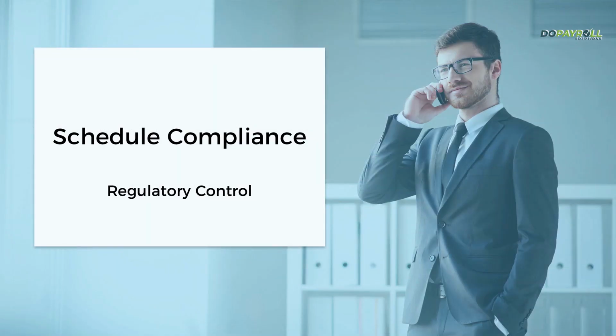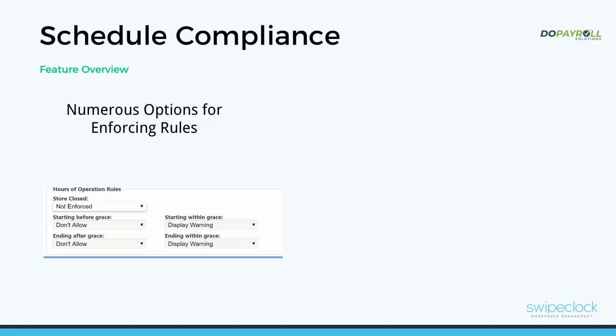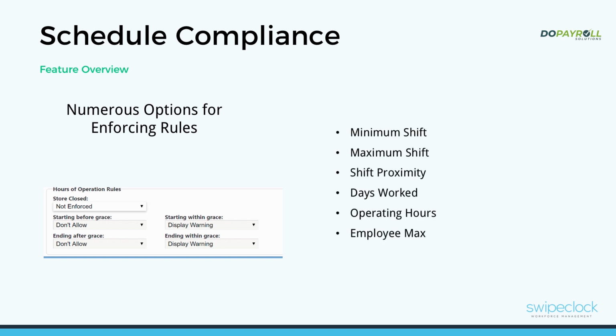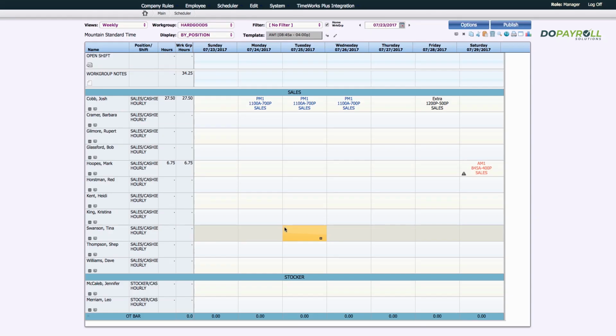Scheduling is more than finding an eligible employee based on skill or preference. There are often organizational or regulatory restrictions that dictate an employee's schedule. The schedule compliance rules in Time Simplicity offer plentiful options for enforcing rules like minimum and maximum shifts, shift proximity, consecutive days worked, operating hours, and scheduled beyond an employee's max.